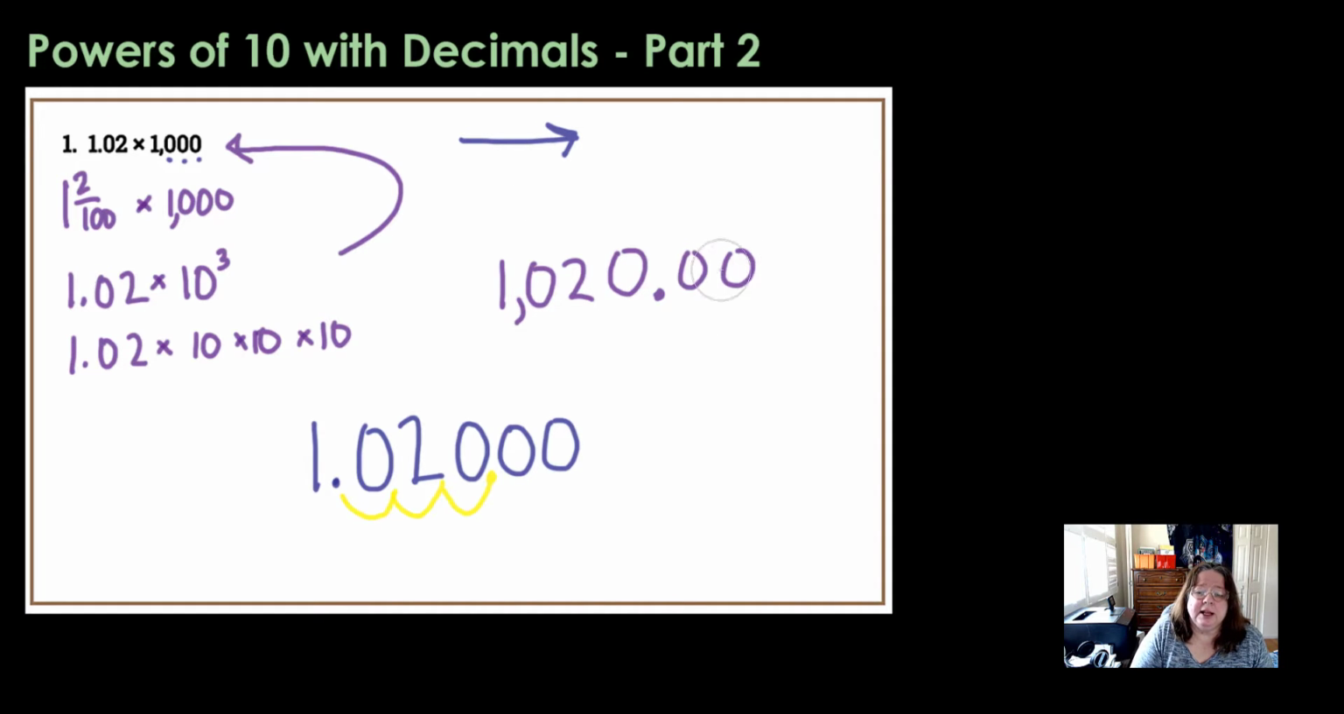Now, you can see that I left my decimal point in 2 zeros. I don't really need those. If I was talking about money, I would. But we're not talking about money, so it's not really needed. Our answer, 1,020. All right, let's go on to the next problem.